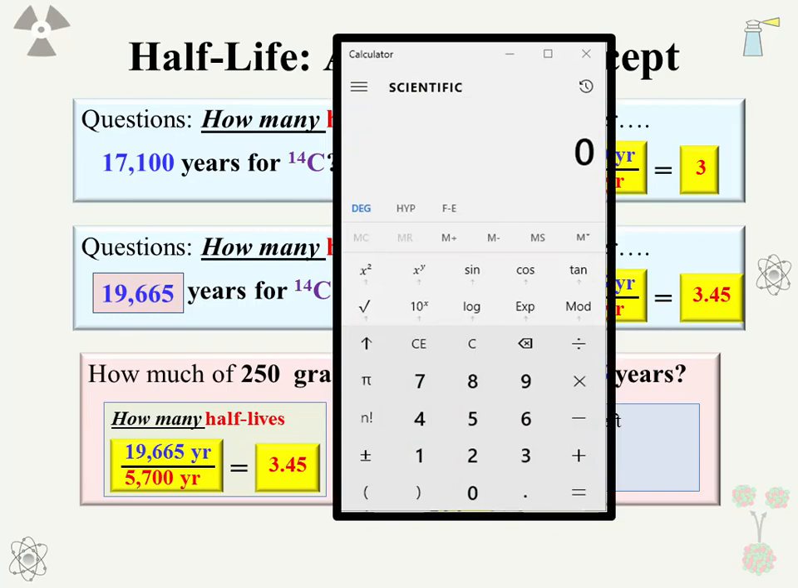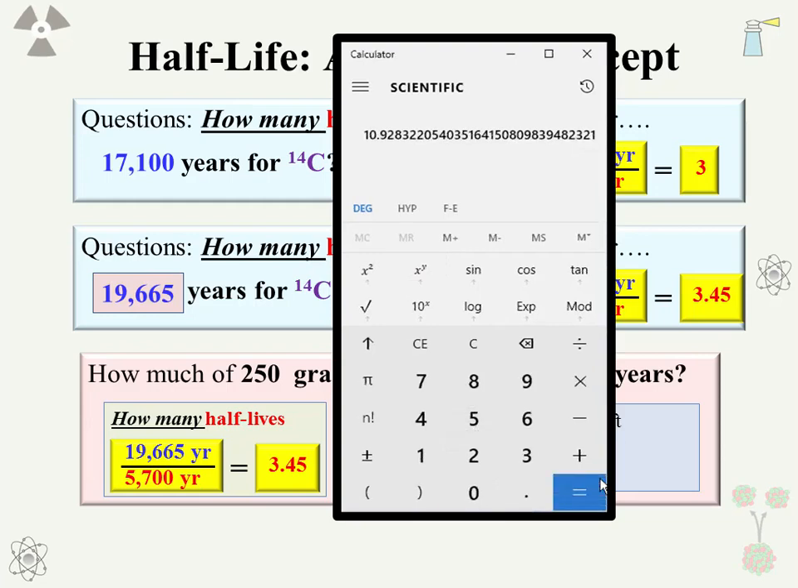Start by entering the base, the 2. Most calculators have an x raised to the y button. For us, that is 2 raised to the number of half-lives. 2 has been entered, so select the x^y button, then enter 3.45 for the half-lives, and then equal.